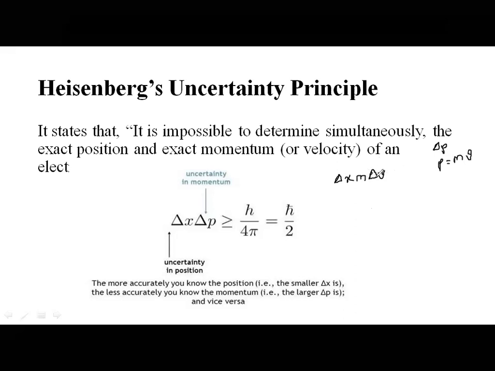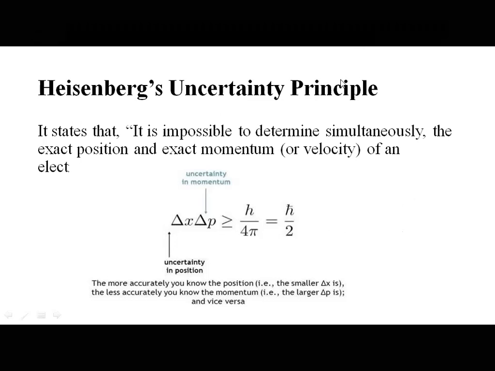I'm not writing delta m delta v because mass doesn't change, velocity changes. So delta x into m delta v is greater than or equal to h upon 4 pi. It can be written like this, or delta x into delta v is greater than or equal to h upon 4 pi m. I can write it like this also. Yes, so this is Heisenberg's uncertainty principle.